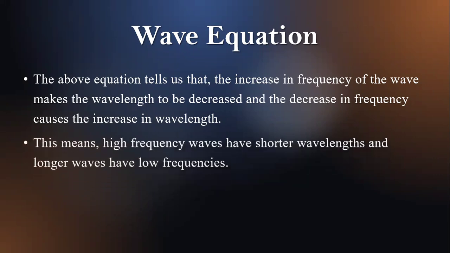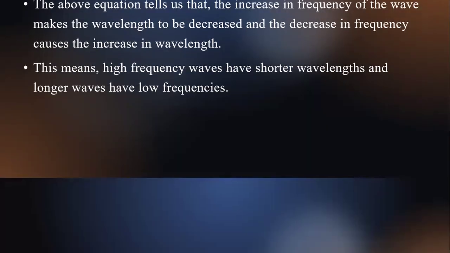So this means that high frequency waves have shorter wavelengths, and longer waves have low frequencies. That's simply the meaning of the above equation. I hope that's all clear. We've simply seen the wave equation, discussed it briefly and in detail. We've seen that the wave equation is simply the relationship between the speed, the frequency, and the wavelength of the wave. I hope that's clear, and thank you.